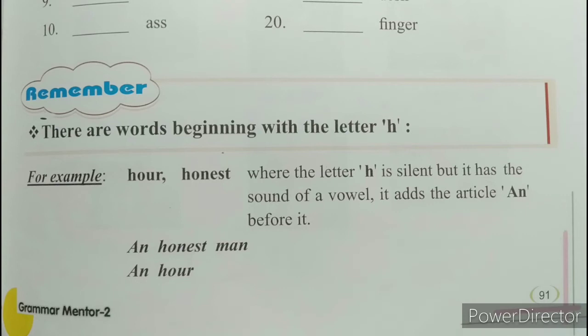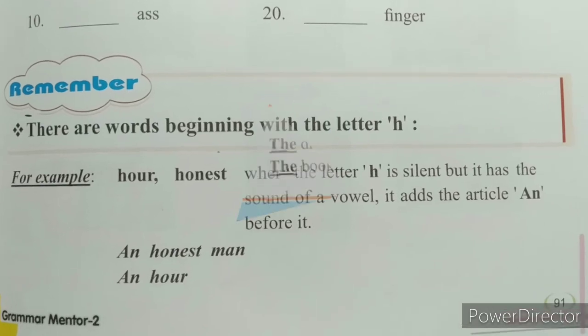Students, we need to keep in mind and remember that there are words beginning with the letter H, for example, honest and hour, where the letter H is silent but the word has the sound of a vowel. So we add the article an before it, as an honest man and an hour.